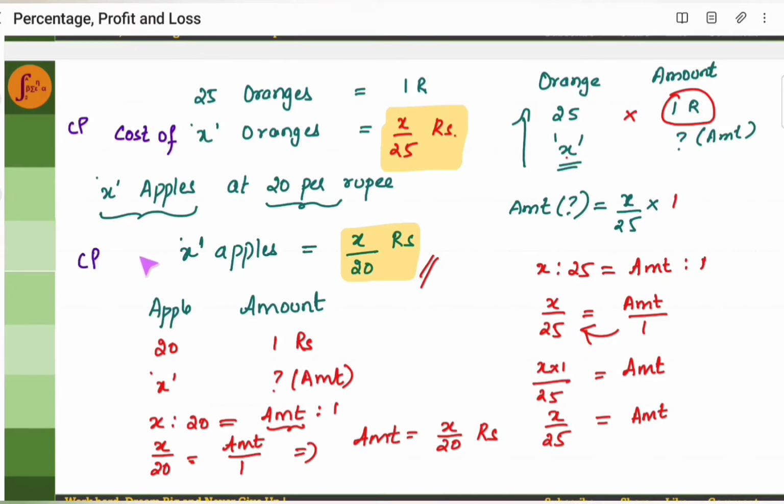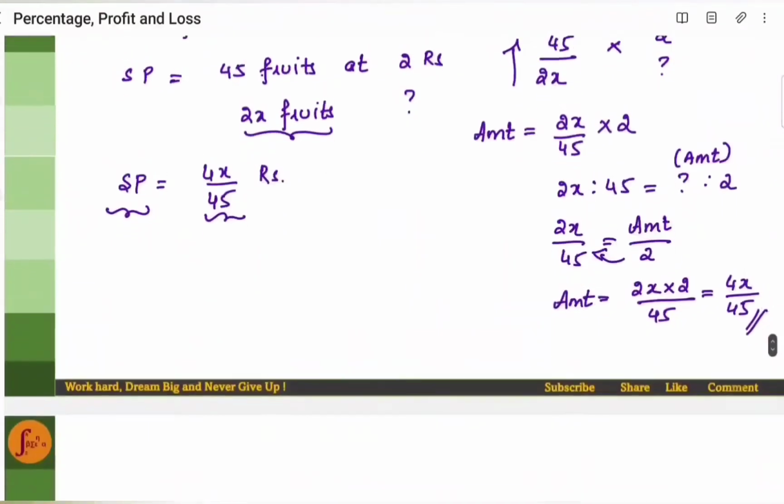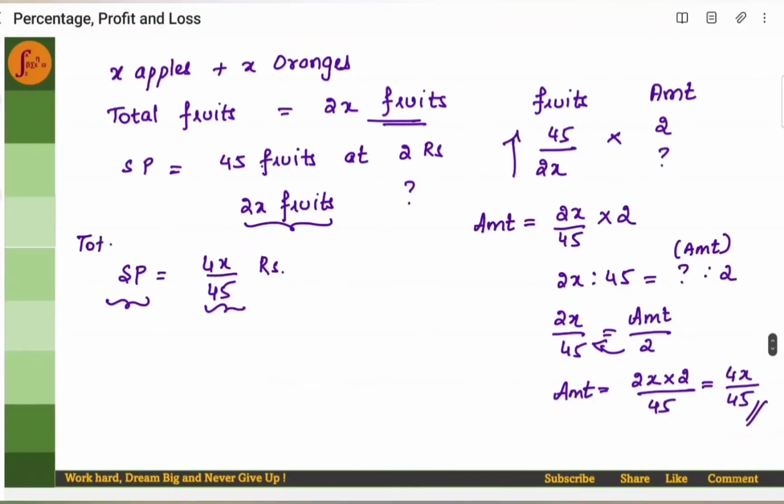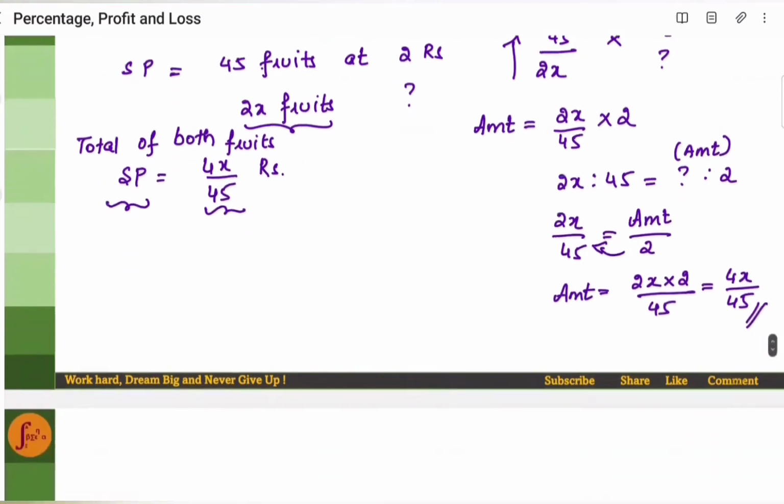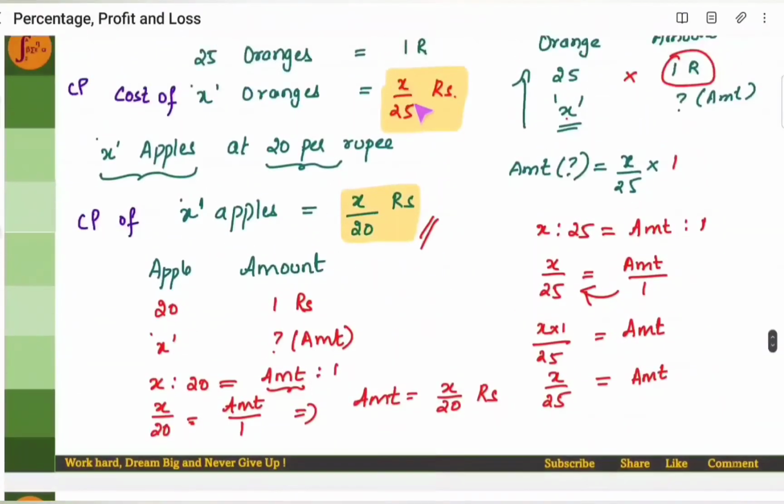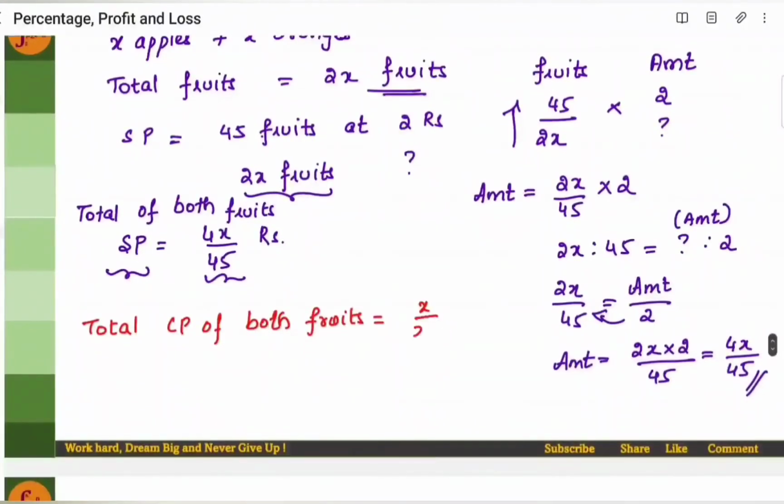This is the cost price of apples, right? Now, if you add both of these, you'll get the total cost price, correct? The way we got the total selling price, this is the total selling price of both the fruits. Similarly, what is the total cost price of both fruits? We got it here: X by 25 plus X by 20. This is the total cost price. And this is the total selling price.